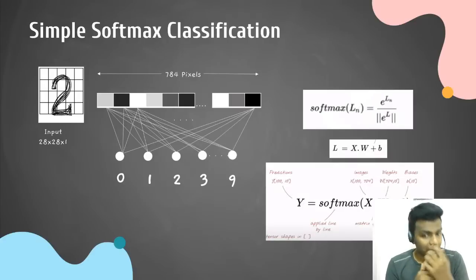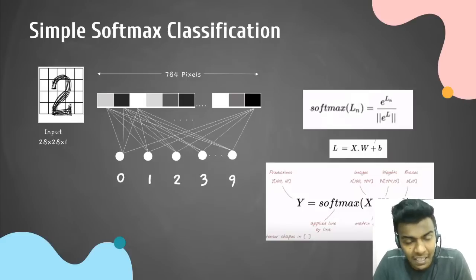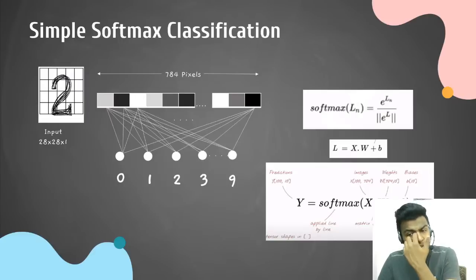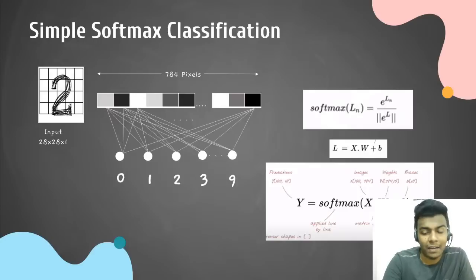While talking about the softmax function, we need to find L. What is meant by L? L is equal to x dot w plus b. X is the input, w means weights, and b is the biases. It is the product of input and weights, and additionally we add biases. Why are we adding biases? Because if any input value is 0, then the output will also turn into 0. To avoid that, we add the biases.